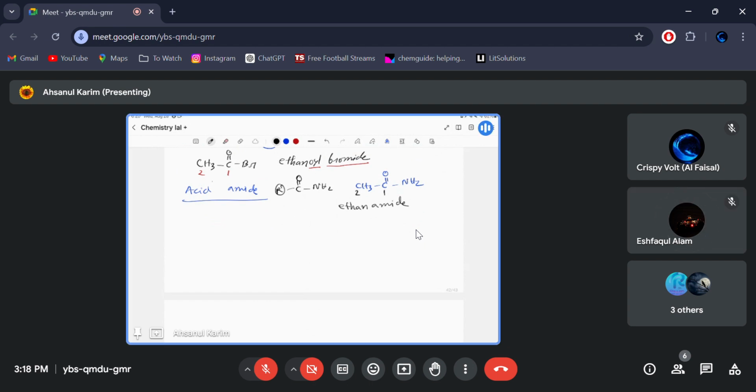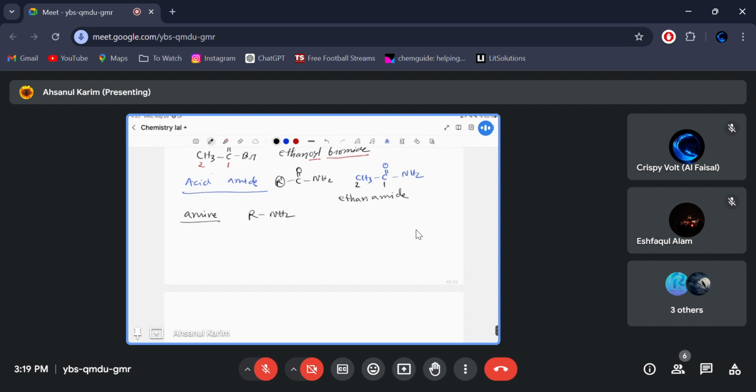Acid amide. Then we have amine. For example, R N H2. This is also amine. 1 degree, 2 degree, doesn't matter. So let's start with just simple amine. This one. Since they are functional group, so their priority will be high. The numbering will be 1, 2, 3, 4. 4 carbon. What will be the name? Bute, right? Is there any double bond? No. All single bond. Bute N.